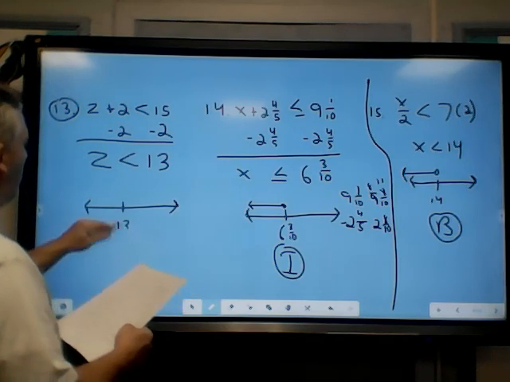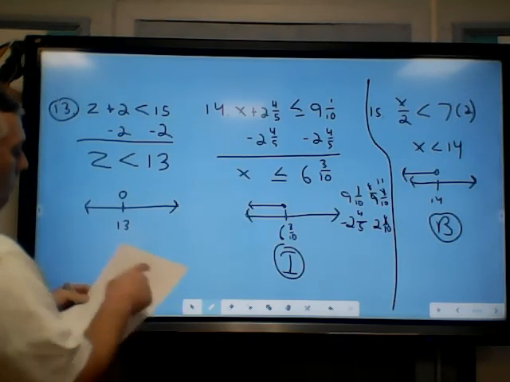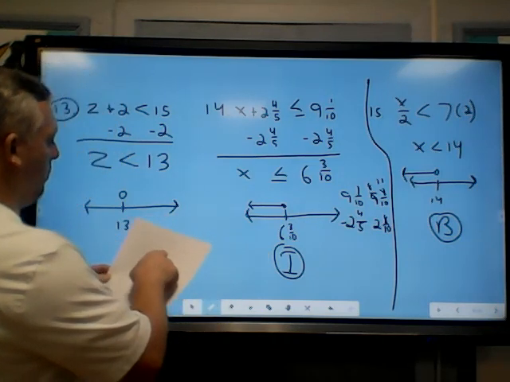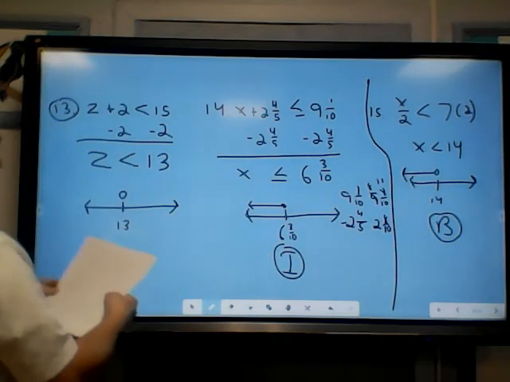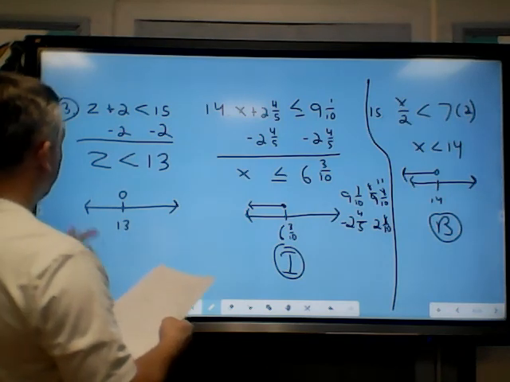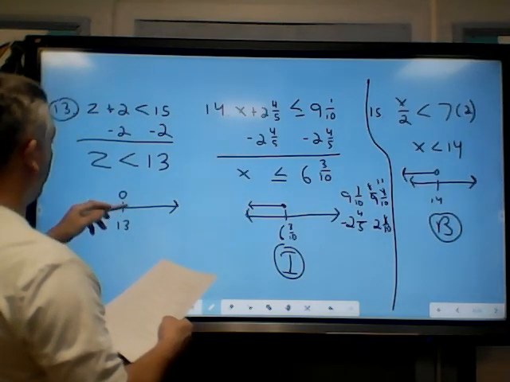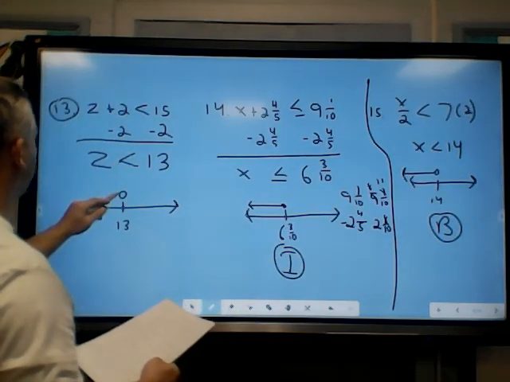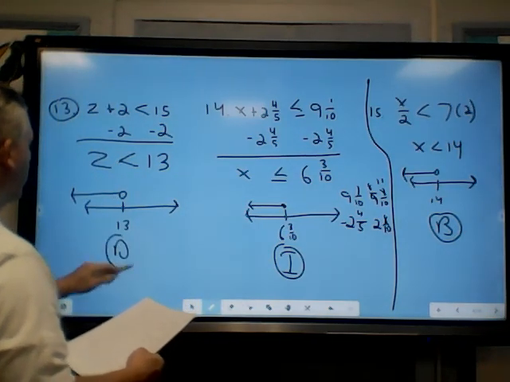So you know the circle has to be on 13. Well, on A, the circle's on 13. On D, the circle's on 13. They're both open, so it has to be A or D. It can't be B or C. So then it's just a matter of direction. You have to pay attention to direction. On A, it's going to the right. On D, it's going to the left. This says less than. Less than is to the left. Therefore, D is the correct answer.